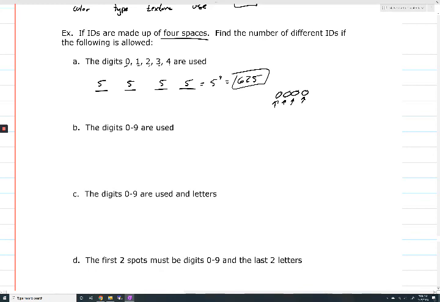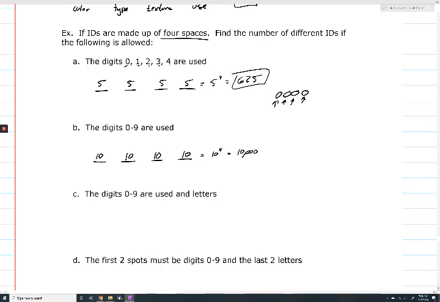Next, same setup. I still have my 4-digit ID. So I still have 4 underlines. However, now I'm changing the number of possibilities going in. So instead of 5, I'm using 0 through 9. How many digits are there from 0 to 9? There are 10. Be careful. A lot of people just write 9. If you include 0, there are 10 numbers. So we have 10. That means 10 to the 4th power, which is 10,000.